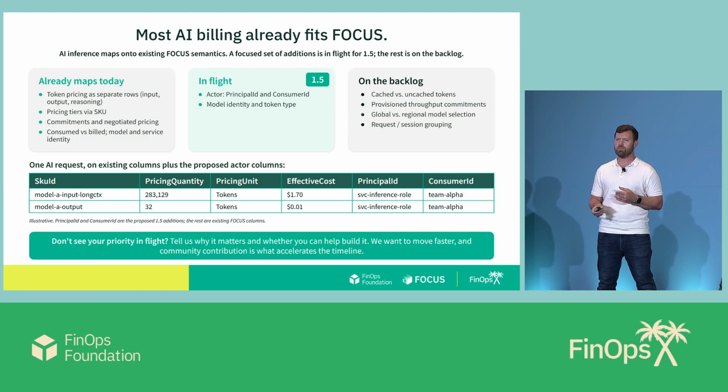Now, there are some things that we feel very confident that we'll be working on, like model identity, so the model name, the model family, the variant. These are things that we feel very comfortable that we'll be moving forward with. But there are things on our backlog. So like the idea of understanding a cache versus an uncached token. We touched briefly on provisioned throughput. Like where's the actual model selection happening? Are we talking about a regional or a global model selection? These are the types of items that we're currently assessing within the working group.